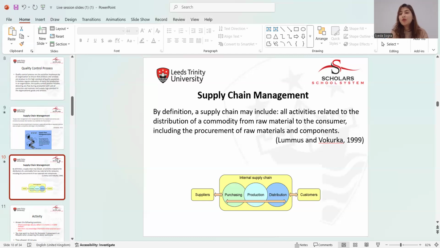So any department that has the direct control from the organization is part of the internal supply chain, that is purchasing, production, and distribution.